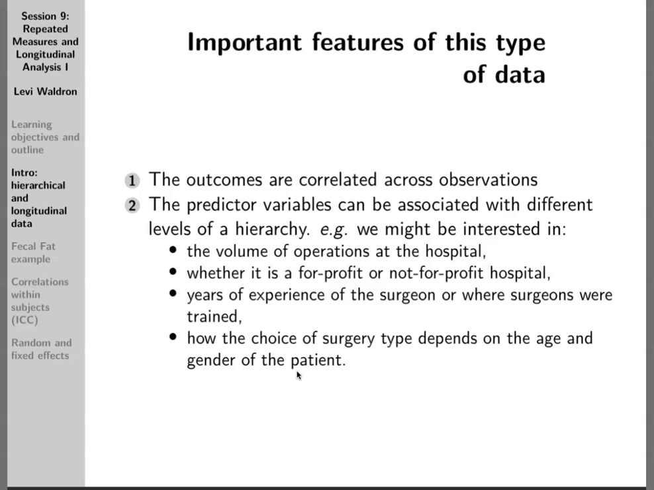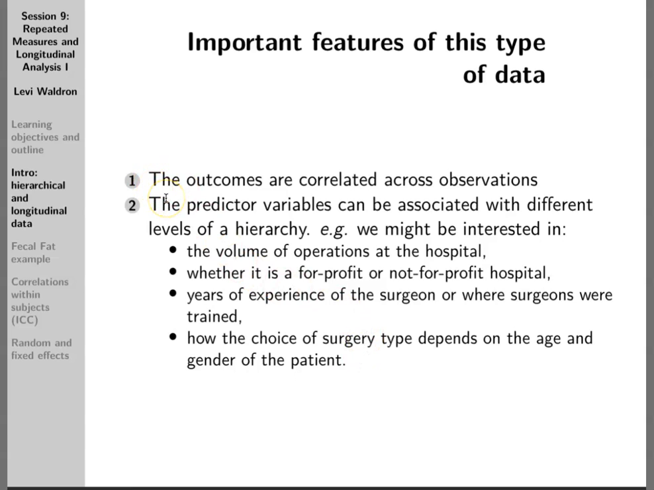So why are these data special? Well, for starters, the outcomes are correlated across observations, meaning that observations that are grouped within one group of this hierarchy tend to have something in common. They're not independent like we've been assuming for analyses so far in this course.